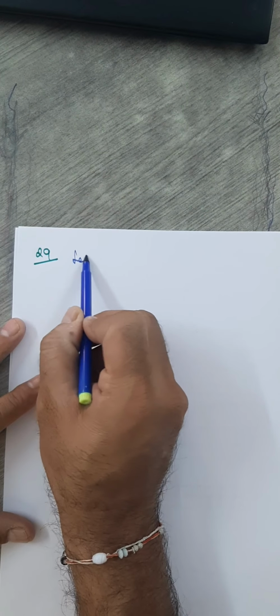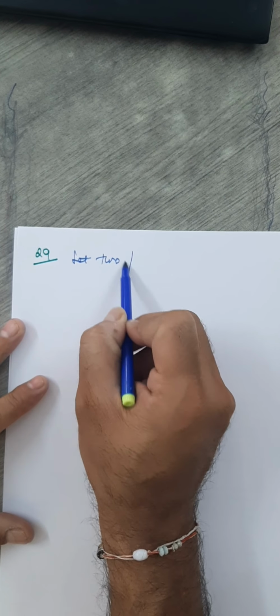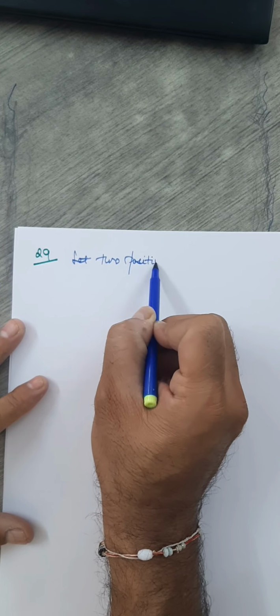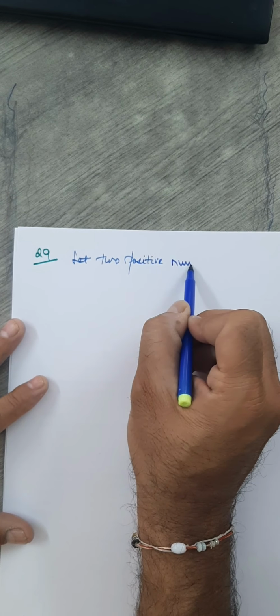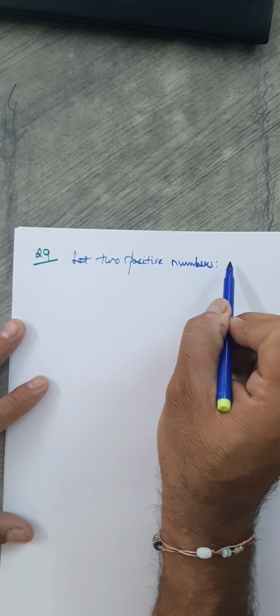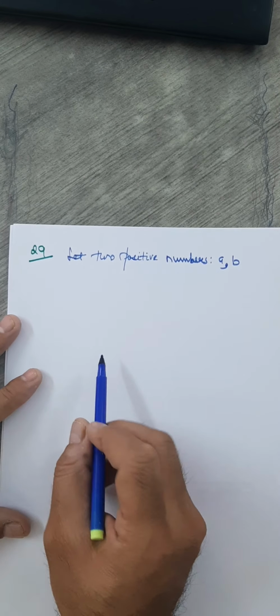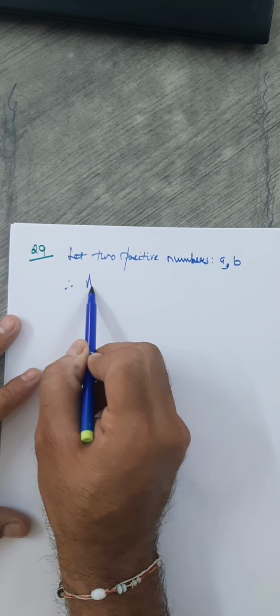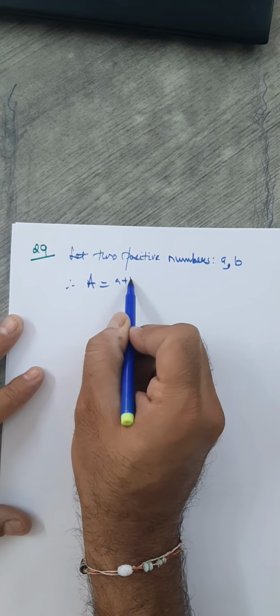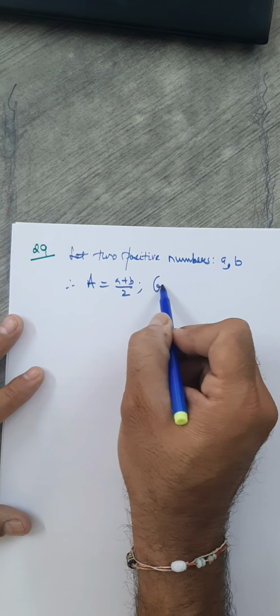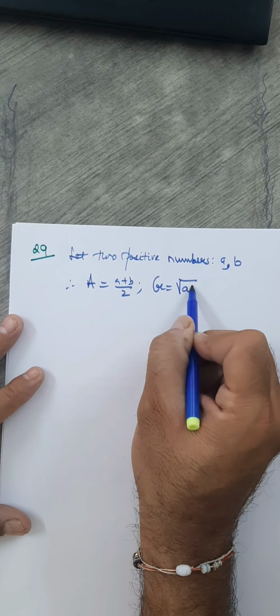See what is given? Arithmetic mean and geometric mean of two positive numbers are A and G. That's given to you. So we start with two positive numbers. Let the two positive numbers be A and B. So therefore, what is A? You are given (A plus B) by 2, the arithmetic mean. And what's the geometric mean? Which is root AB.